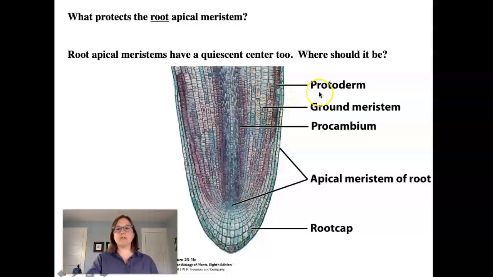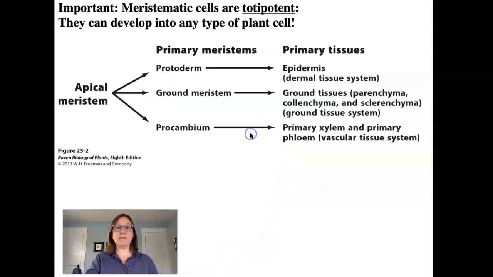And again, you'll see these words protoderm, ground meristem, and procambium. These are the areas of rapid cell division and differentiation into the three kinds of tissues that a plant makes. And we're going to get to those soon.